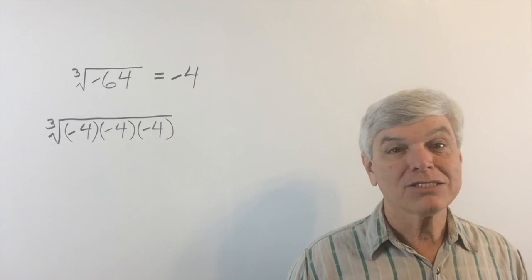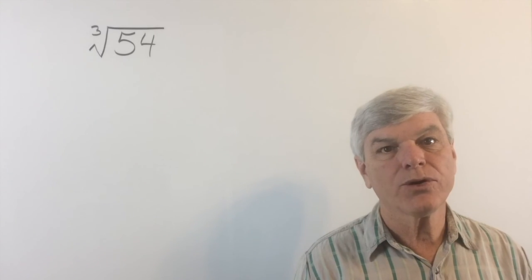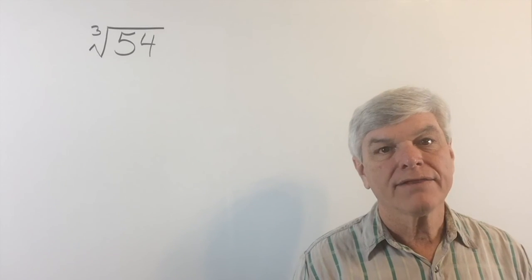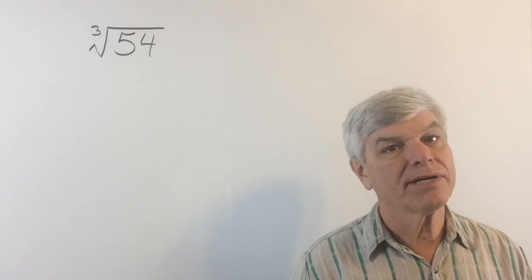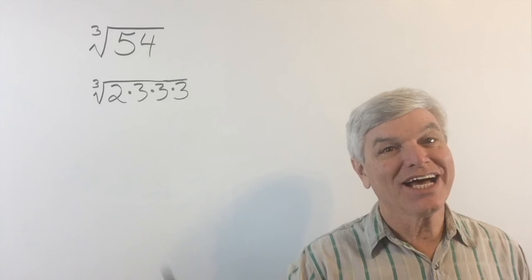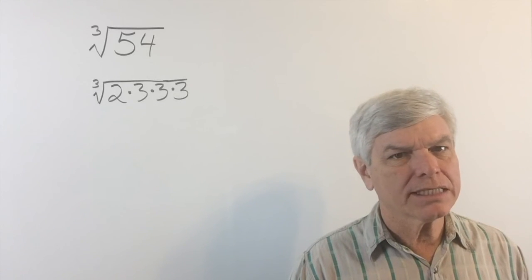Now, let's pull out some more triplets. So we have the cube root of 54, and the first thing we need to do is pull apart that 54, turn it into prime numbers, and voila, we have triplets. But before we deal with those triplets, and it's going to be in the same fashion, but before we do, just a note of warning.